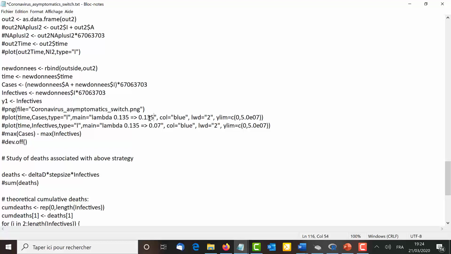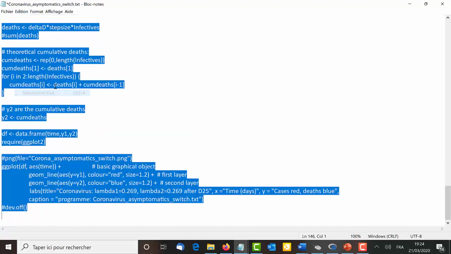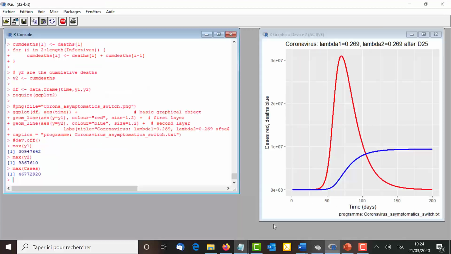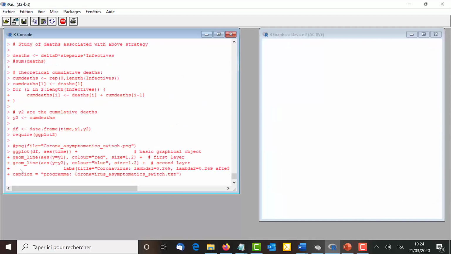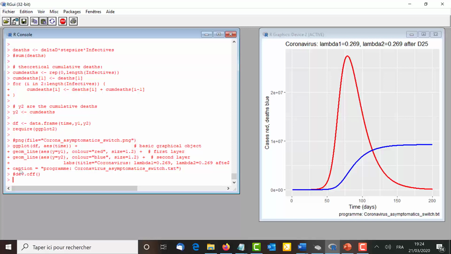0.135. So here I've started out at 0.269, and at day 35 I dropped that lambda 2 down to 0.135. So I'm going to run this. I'm going to mark that, copy it into R, and we'll see what happens for the full time. This is what we can see here now.